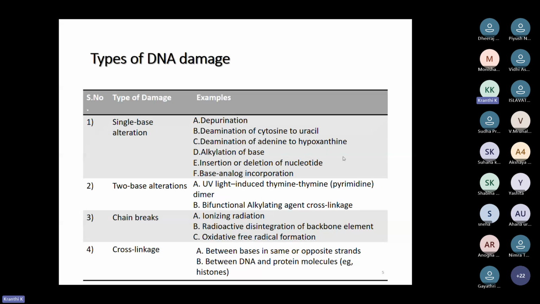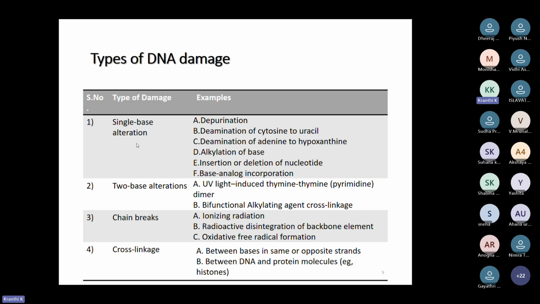Maybe depurination. What do you mean by depurination? One purine will get deleted. D means removing, right? What are the purines? Adenine, guanine, right? So either the adenine or guanine will be missed in that place. Okay, it got altered.